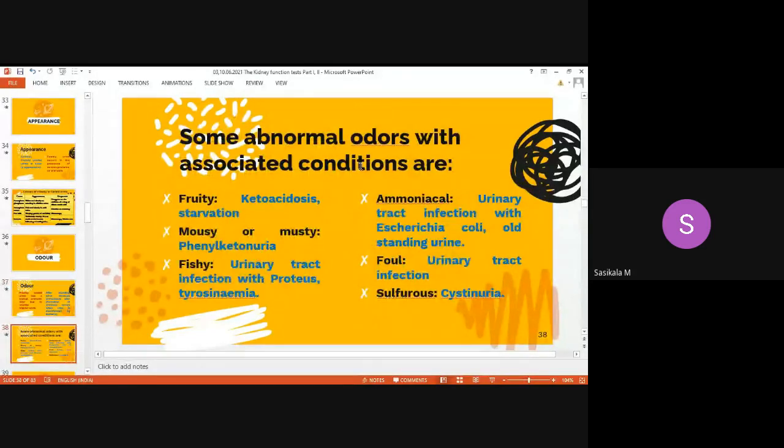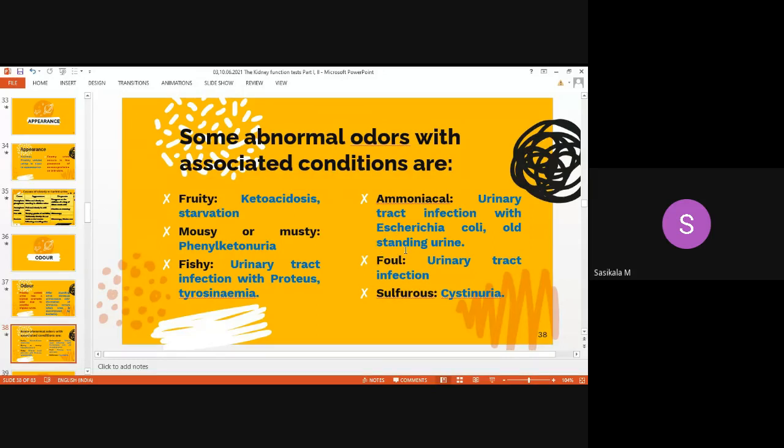Then some abnormal odors with associated conditions: fruity odor represents ketoacidosis and starvation. Mousy or musty odor represents phenylketonuria. Fishy odor represents urinary tract infections with Proteus and tyrosinemia. Then ammoniacal odor represents urinary tract infection with Escherichia coli and old standing urine. It is due to the bacteria Escherichia coli, which makes urea degrade to give ammonia.